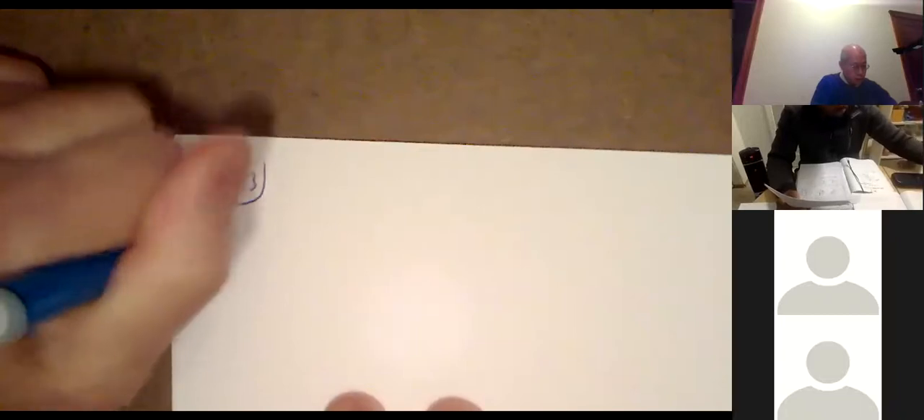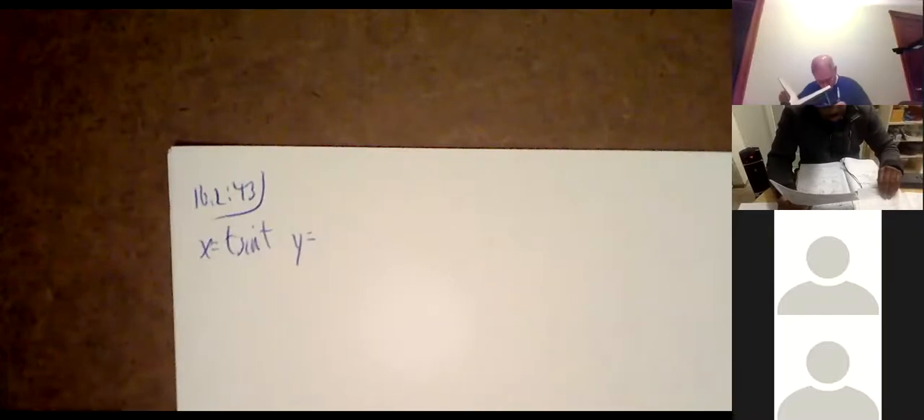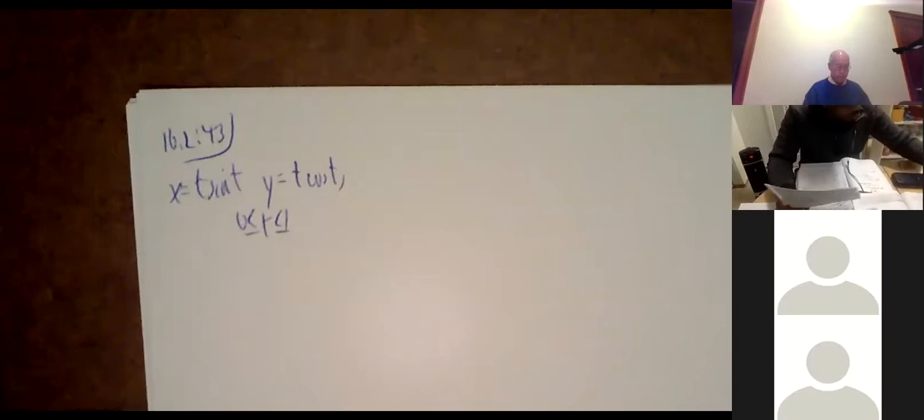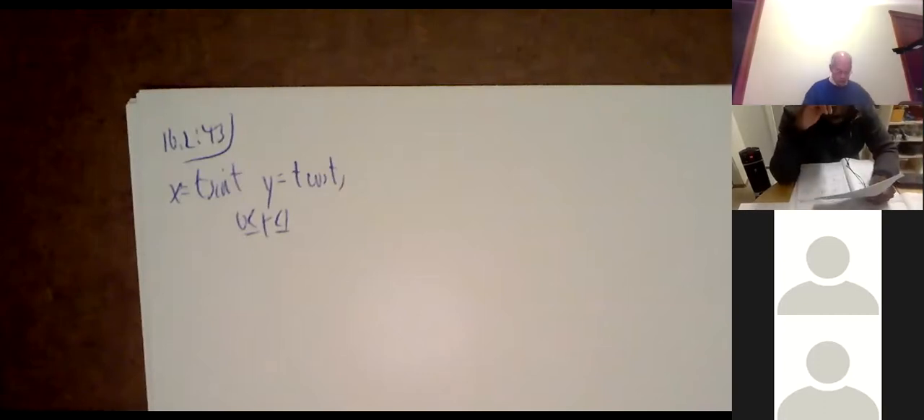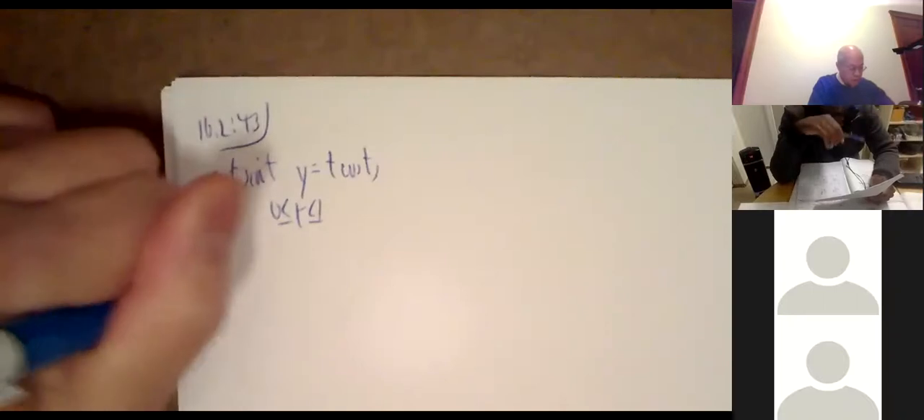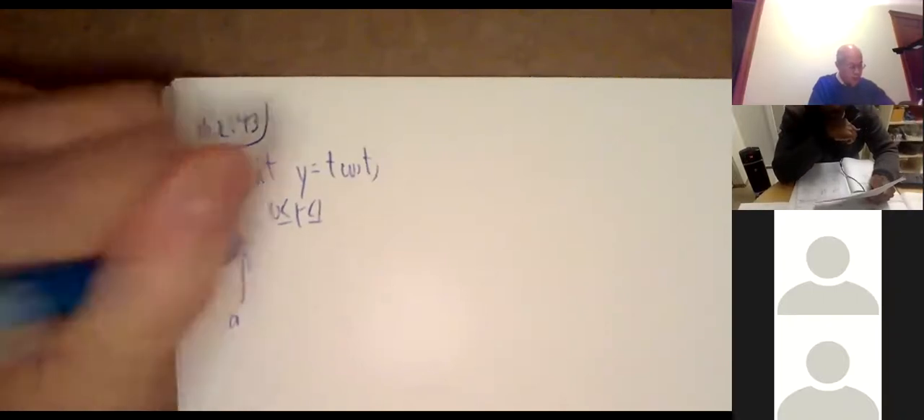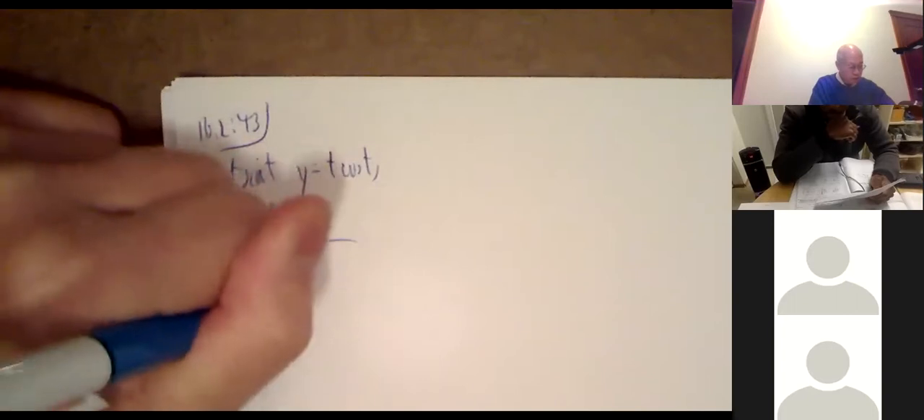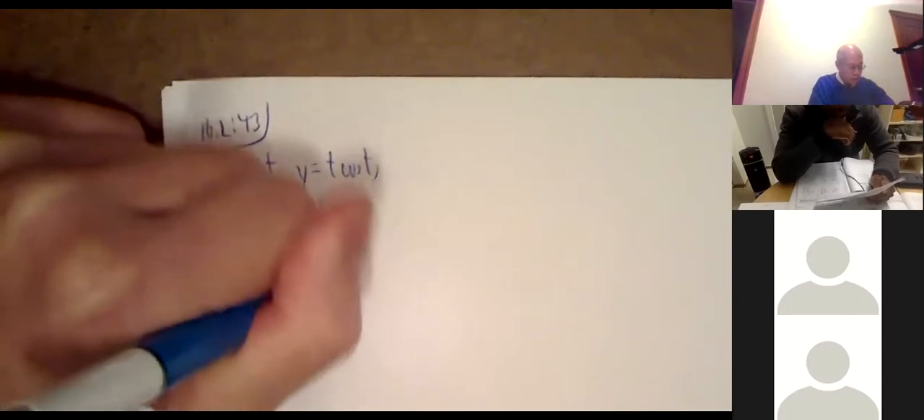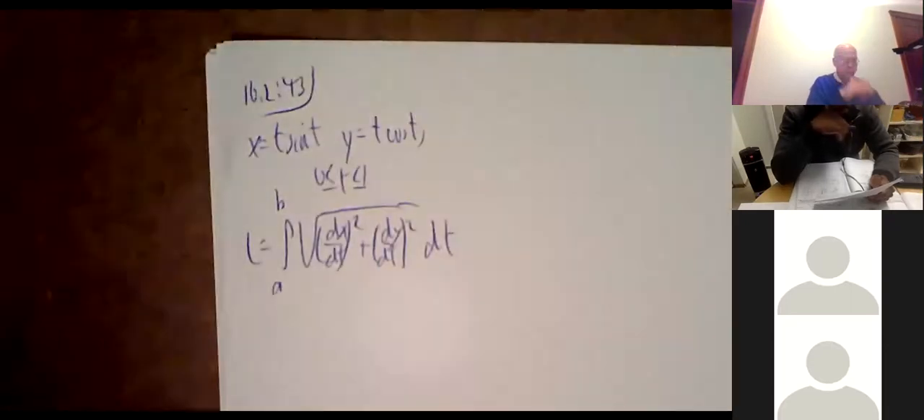Find the exact length of the curve. x equals t sine t, y is equal to t cosine t, t between 0 and 1. I'm doing arc length as the integral from a to b of the square root of (dx/dt) squared plus (dy/dt) squared dt.